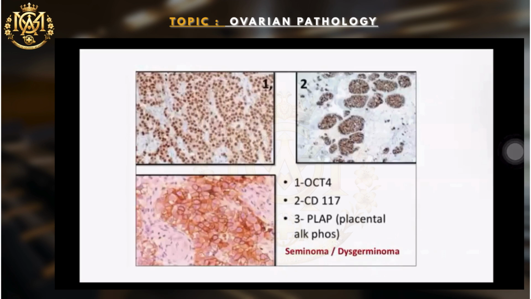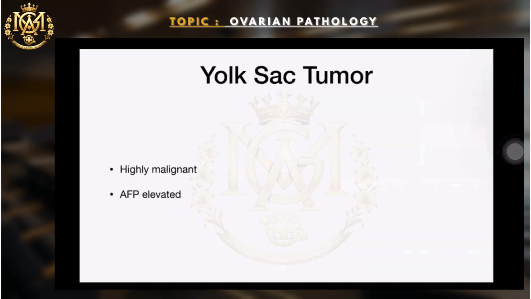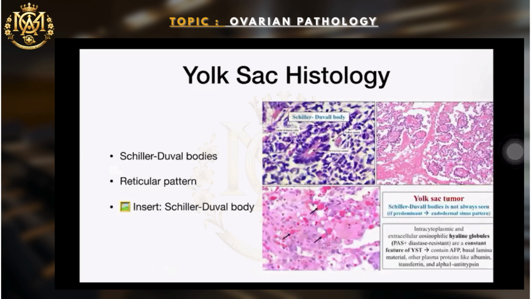You do an IHC for it. Now for germ cell tumors, you mainly do OCT4, CD117 and PLAP. All these will be positive. Yolk sac tumor, I told you AFP is elevated.